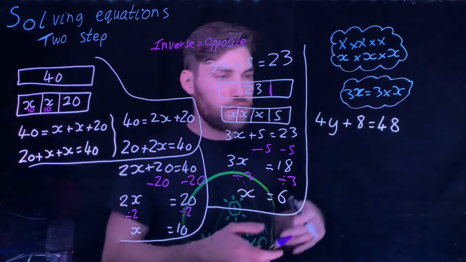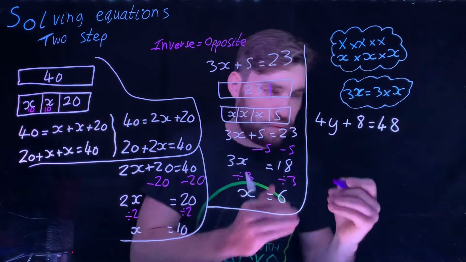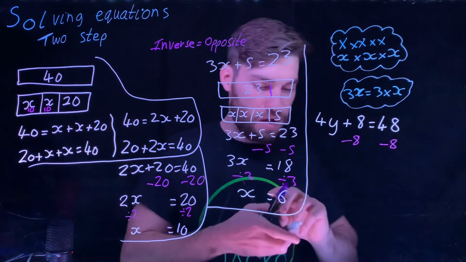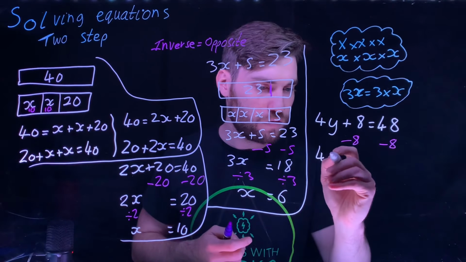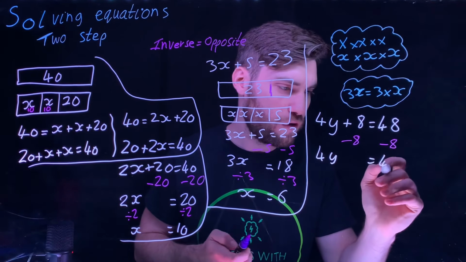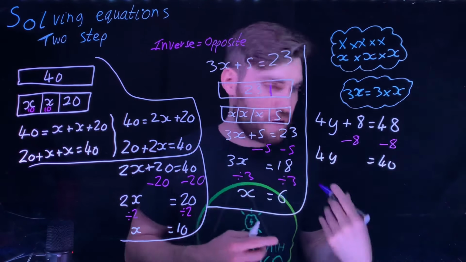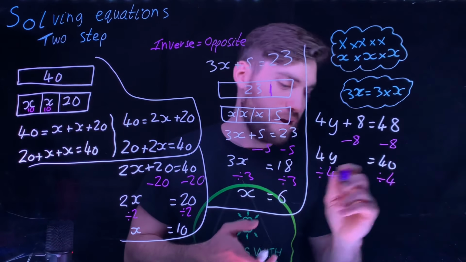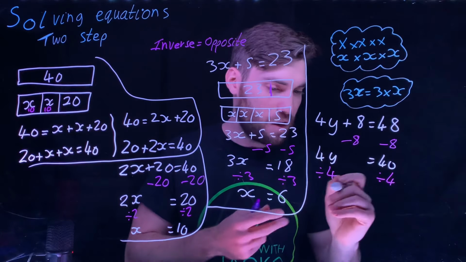Okay, so you should have paused the video and had a go. So it's the opposite. The inverse of adding 8 is subtracting 8. And then we bring it down. So 4y equals 40. The inverse of multiplying by 4 is dividing by 4. I like to say these things over and over again, just to make sure it drills in, we get it in our heads, okay?